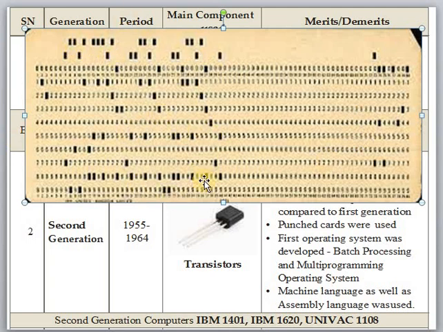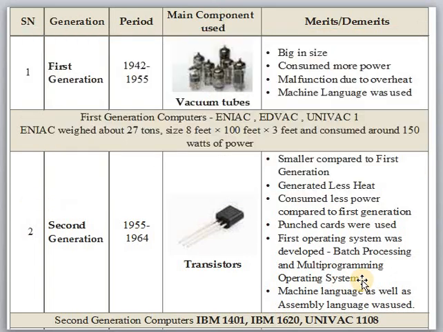The holes in that are punched so that it transmits data into the computer. So this is how they gave the input to the second generation computers. They used punched cards, and the first operating system was developed, that is batch processing and multi-programming operating system. So only in the second generation they started having the operating system.